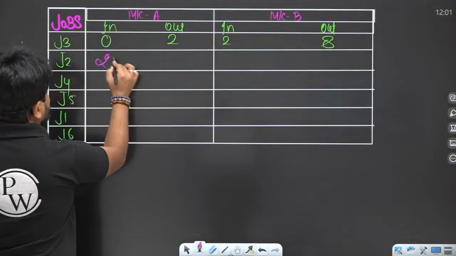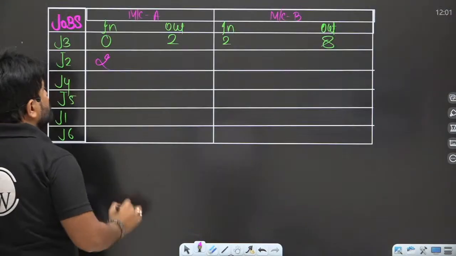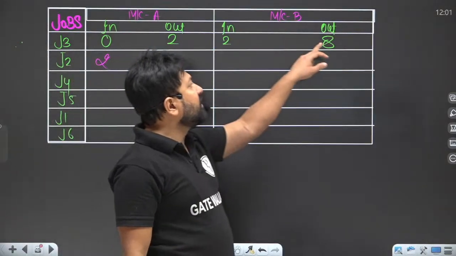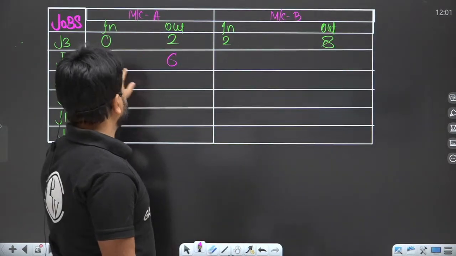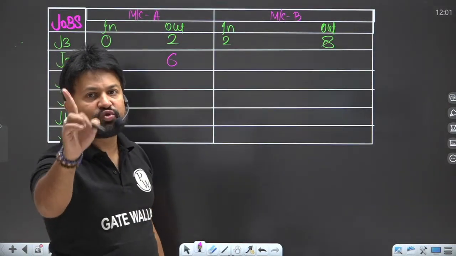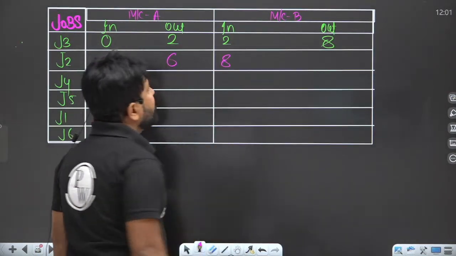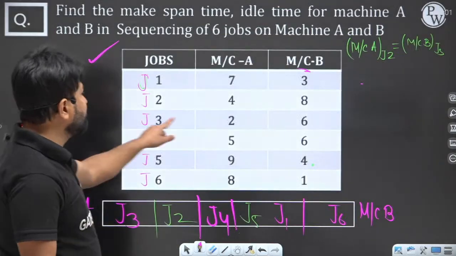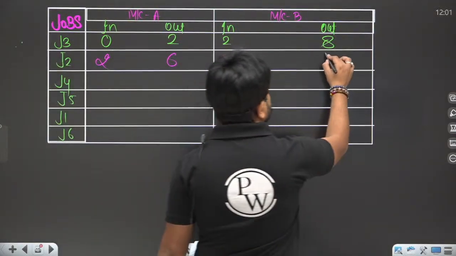Now J2 will load at 2. J2 has a processing time of 4 on machine A, so 2 plus 4 is 6. Now machine B is still running, so J2 has to wait for 2 minutes, and it will be loaded at 8. J2 has a processing time of 8 on machine B, so it will come out at 16.